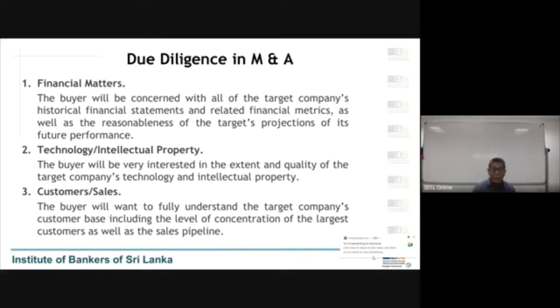And this is a more detailed version. Due diligence, we call it due diligence. Usually we look at the financial matters. We look at the last 3 historical financial statements and the related financial metrics of the organization. Last 3 years before you take over, we look at the financial matters. Then we look at technological or intellectual property. What is the technological capacity or technological know-how you have? Sometimes you may have some patents. How good is your technology and intellectual property, compared to others who do not have it?